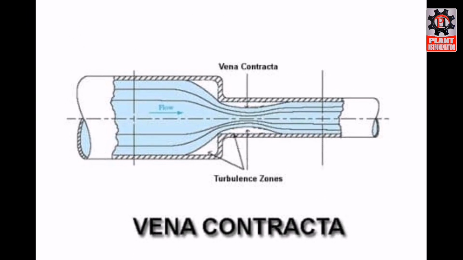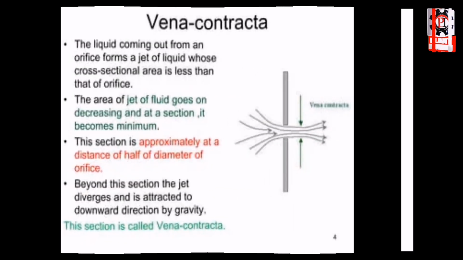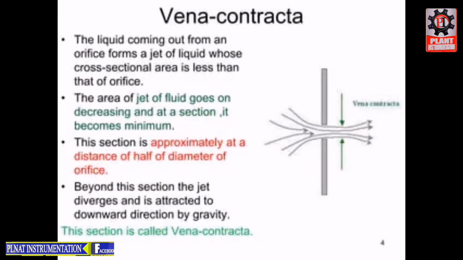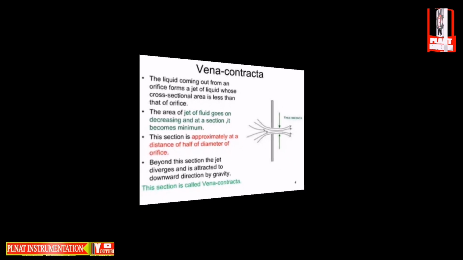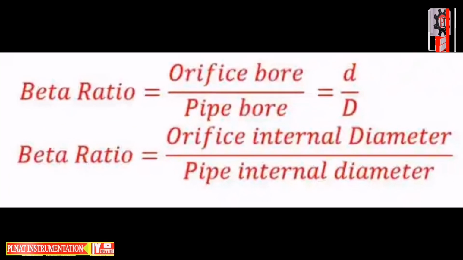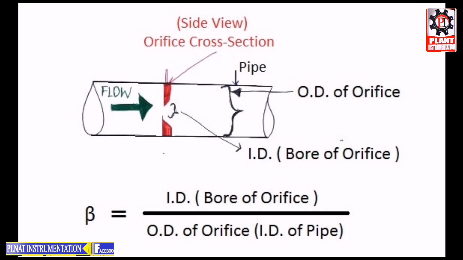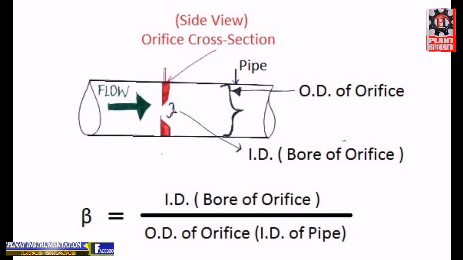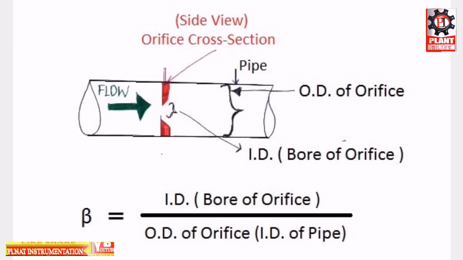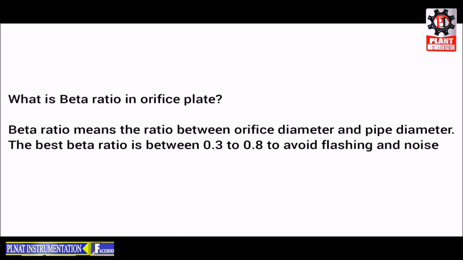What is vena contracta? When the fluid passes through the orifice plate, the point where the fluid pressure is minimum and velocity is maximum after the restriction is called vena contracta. What is beta ratio in orifice plate? Beta ratio means the ratio between orifice diameter and pipe diameter. The best beta ratio is between 0.3 to 0.8 to avoid flashing and noise.